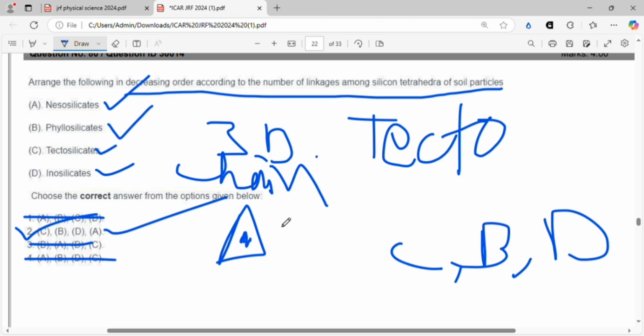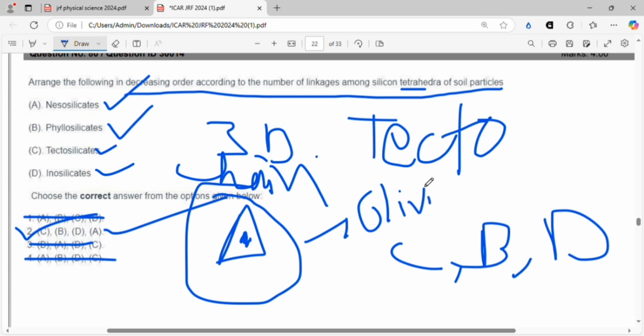So the number of linkages among silicon tetrahedra. Oh, they have not asked about Si and O linkage. They have asked among the tetrahedra. So there is no linkage among the tetrahedra in the nesosilicate because these are isolated tetrahedra present in the mineral structure of nesosilicates like olivine, which consist of individual tetrahedra and there is no such linkage. So nesosilicate comes at last.